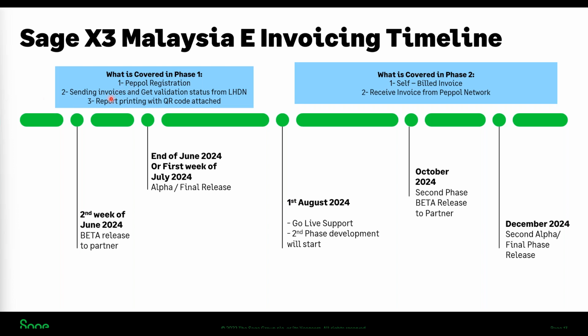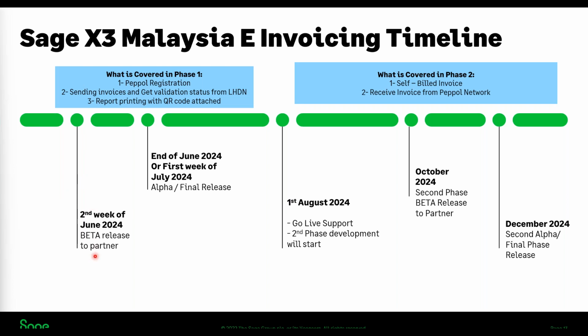Okay. Second, sending invoices and getting validation status from LHDN. Okay, that means you can send your e-invoices directly to LHDN and get a status from them in your X3 screen. Okay, and report printing with QR code attached. You will see how the Sage X3 Malaysia e-invoice module, in phase 1, we have developed report printing so that whenever your invoice gets validated and is valid, you will see when you print the report, the QR code is attached on the report.